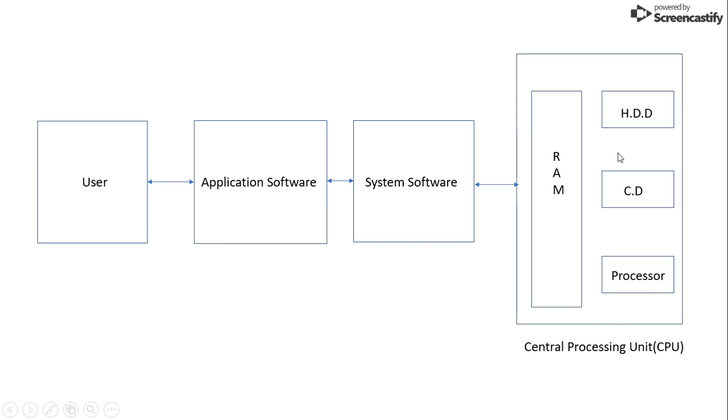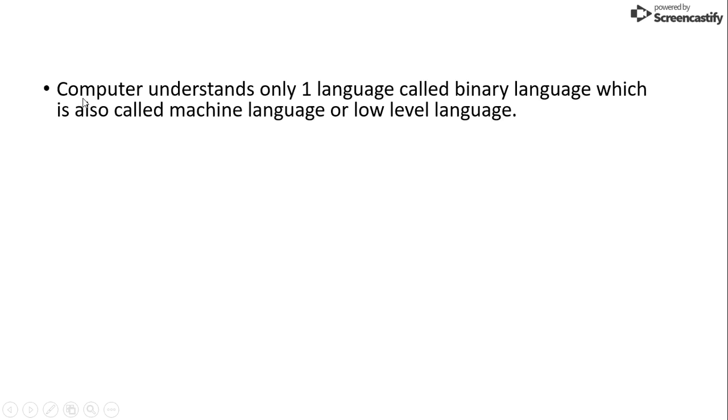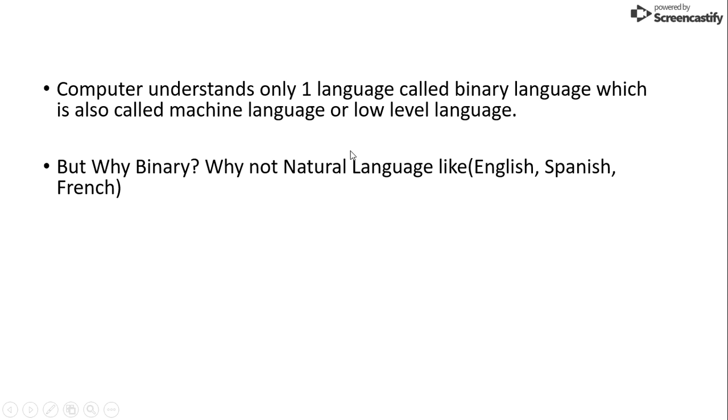If we talk about this computer, the CPU understands only one language called the binary language, which is also called machine language or low level language. Now you might be thinking that we type English, we type Java programs, we type C programs, but at the end it is converted into machine language. How's that? Because the computer understands only binary. But the question arises, why binary? Whoever invented the computer, why didn't they prefer a natural language like English, Spanish, or French? Why binary?